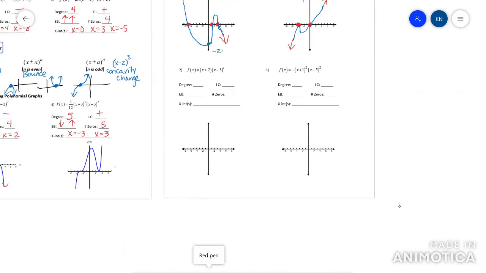Two more. Look at number 7. First of all, get your degree. Add up those exponents. Degree 4. My leading coefficient isn't there, meaning it's a 1, meaning it's positive.